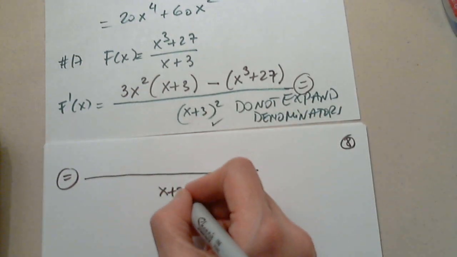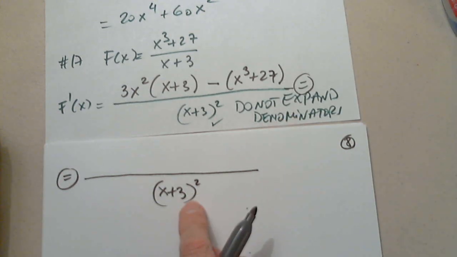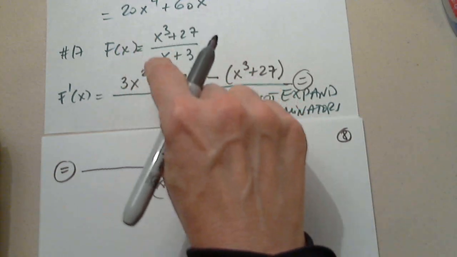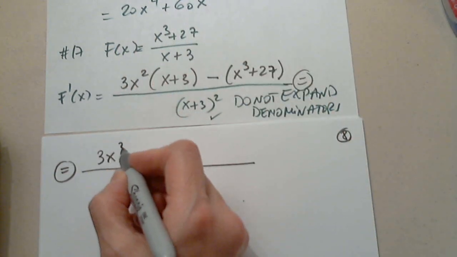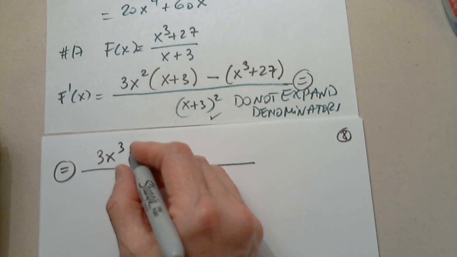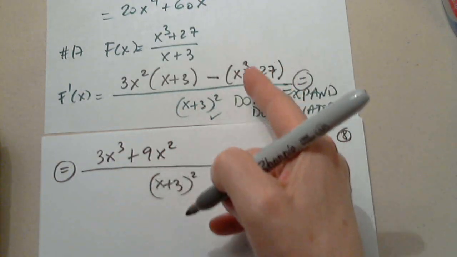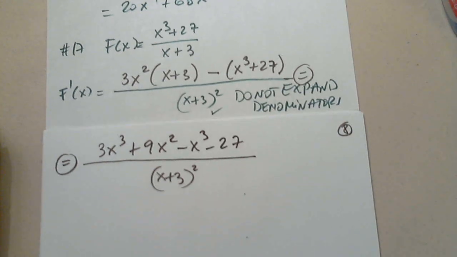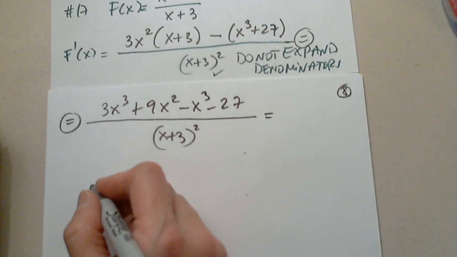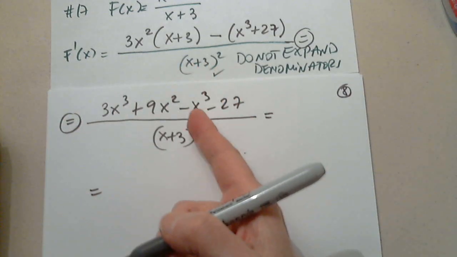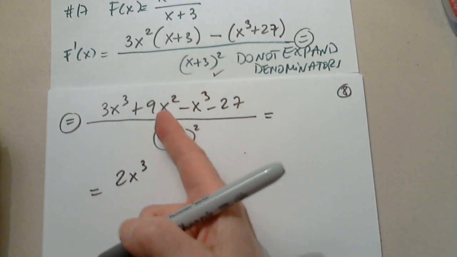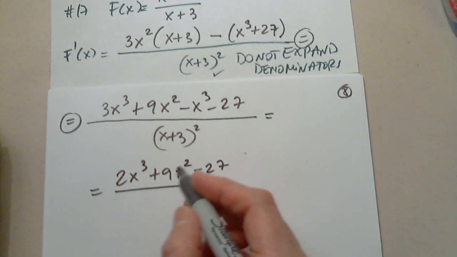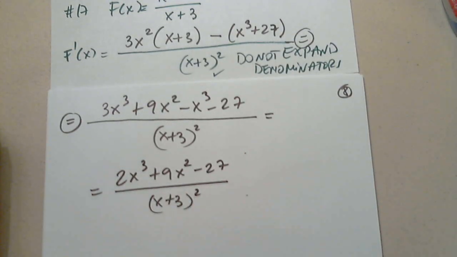We will write x plus 3, never to expand because it's in the denominator. And now 3x squared times x, 3x squared times 3, minus x cubed minus 27. 3x cubed minus x cubed, 2x cubed, plus 9x squared minus 27 divided by x plus 3 squared.